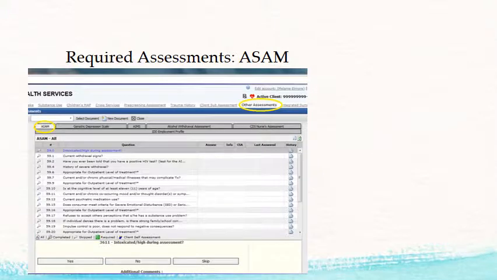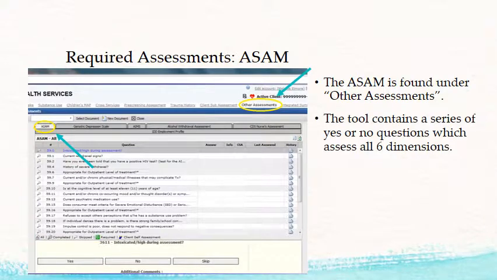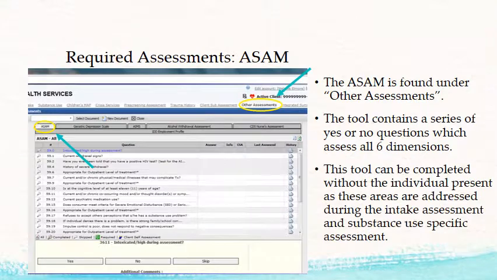So next we'll go over our next required assessment, which is going to be the ACM tool. The ACM tool is actually found under the other assessment tab. We'll see it here. The tool contains a series of yes or no questions which assess all 6 dimensions that we just talked about. It can be completed without the individual present because these areas are addressed during the intake assessment and substance use specific assessments.